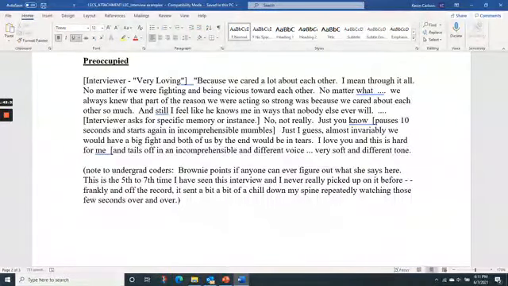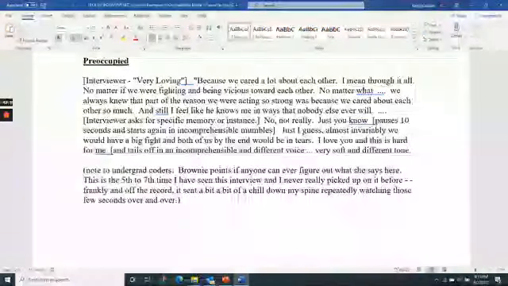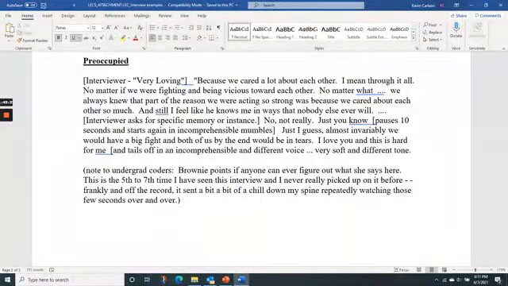So the interviewer's thinking this is pretty general, so I need to ask for a more specific memory. "No, not really, just," and kind of mumbles. "Just, I guess, almost invariably, we would have a big fight, and both of us by the end would be in tears. I love you, and this is hard for me," and they tail off into this sort of incomprehensible little girl voice, by the way. It's kind of scary to see.